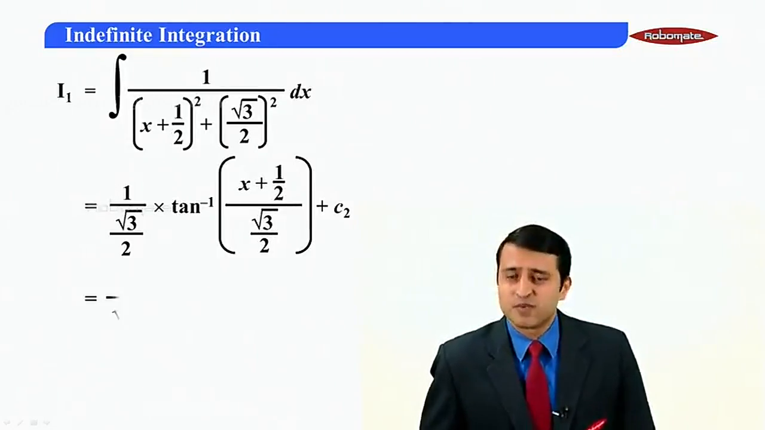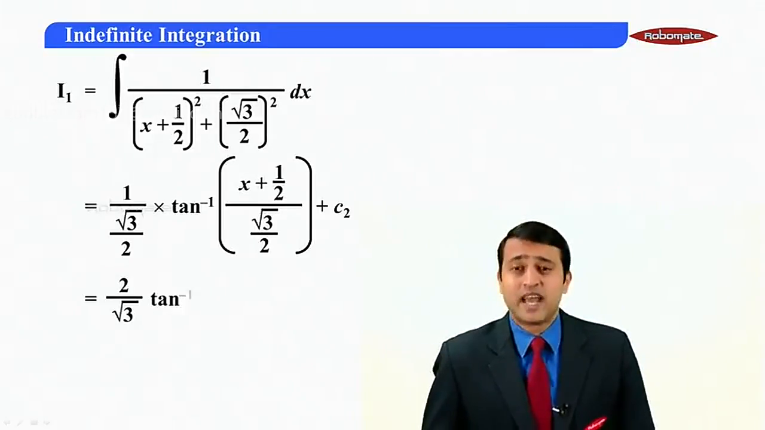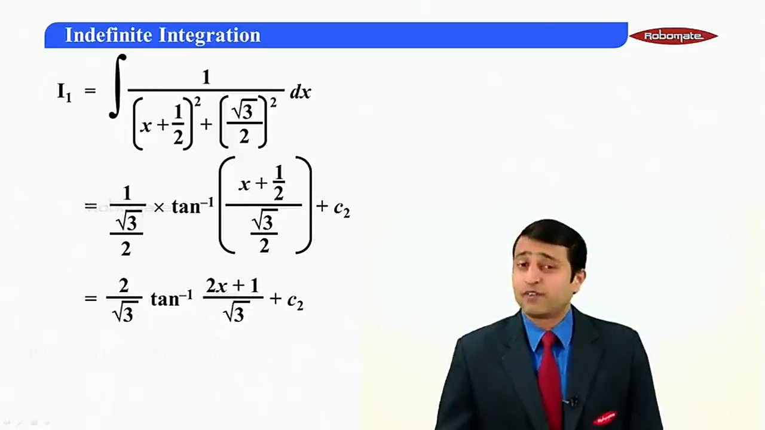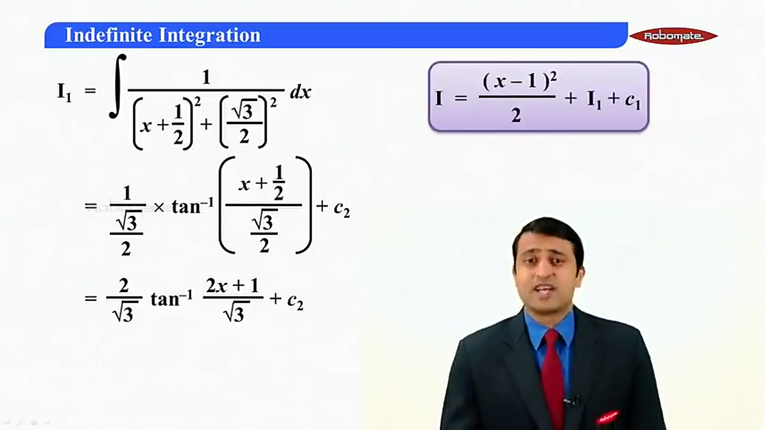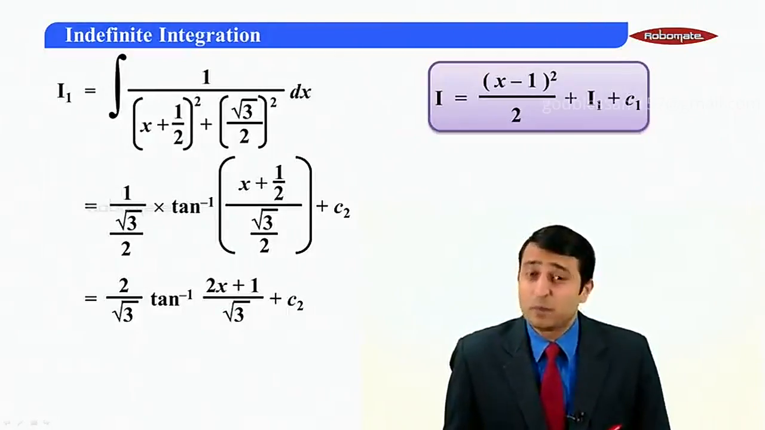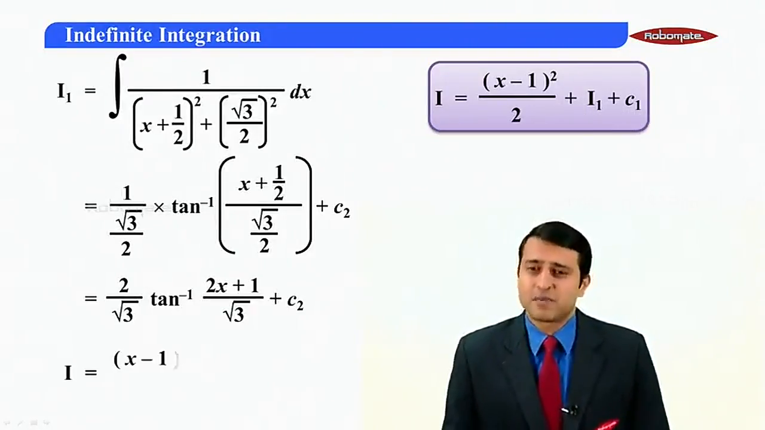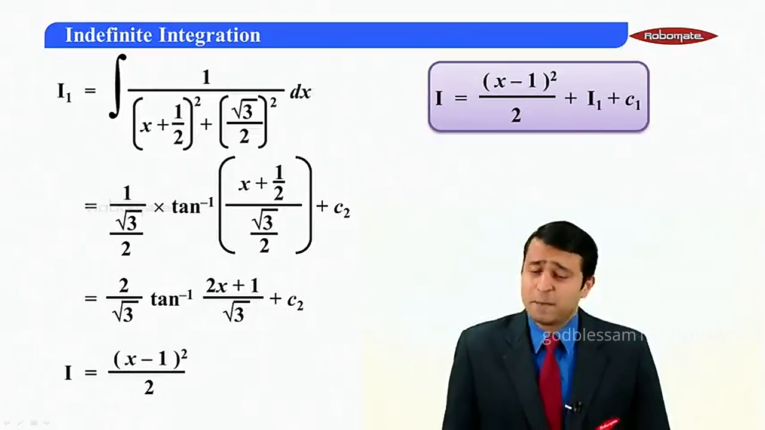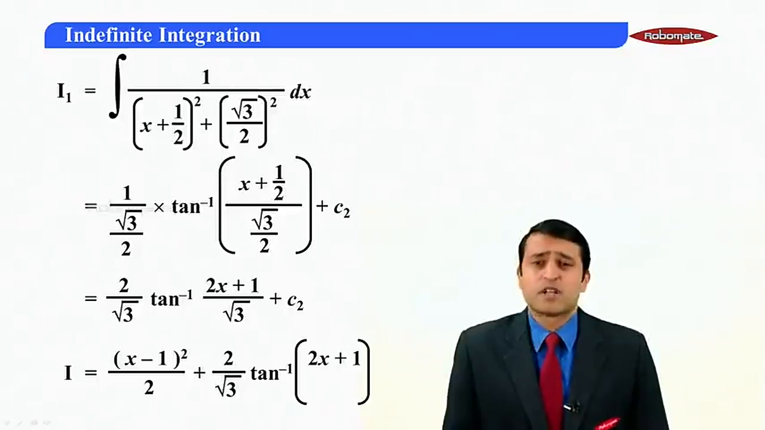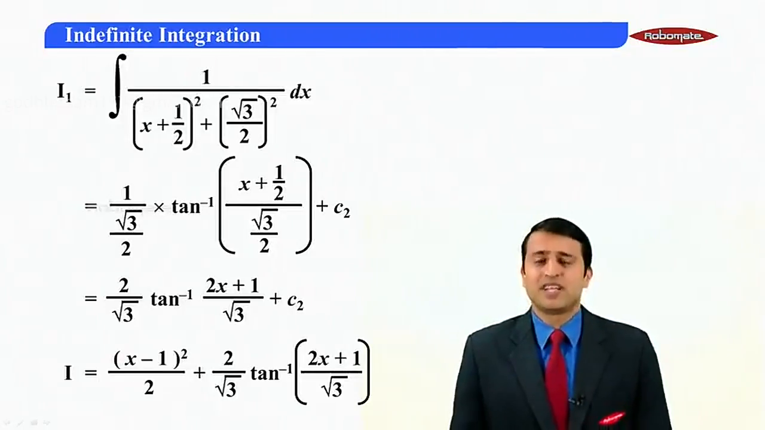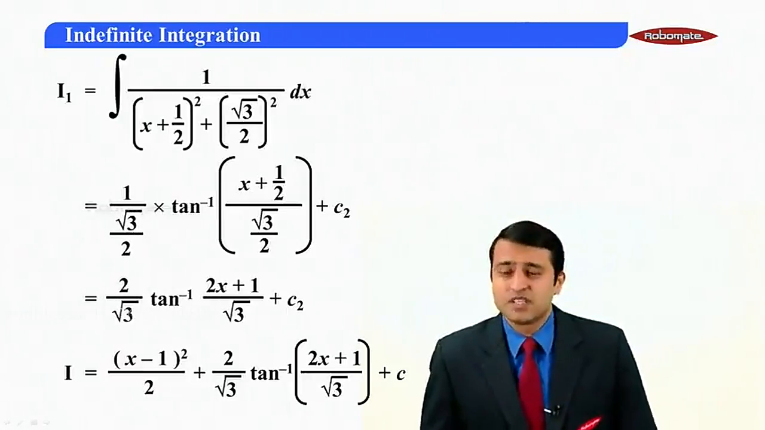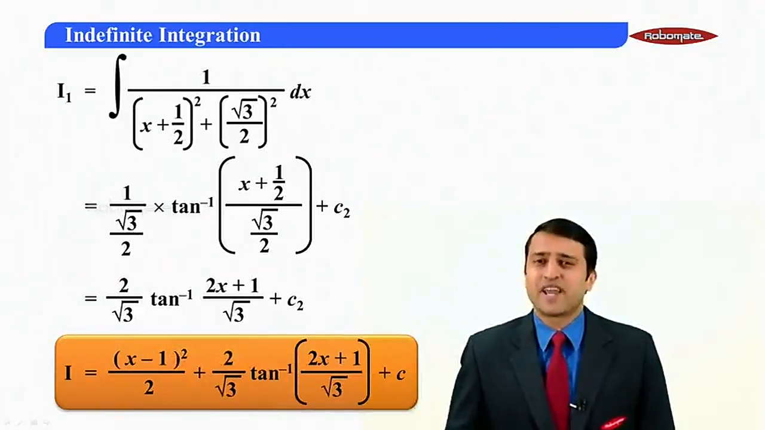Now my dear students, this will be rewritten as 2 by root 3 tan inverse of 2x plus 1 upon root 3 plus c2. Now we've got the value of I1 also. So let us find the value of I, which is x minus 1 the whole square upon 2 plus I1. So let us write here x minus 1 the whole square upon 2 plus of 2 by root 3 tan inverse of 2x plus 1 upon root 3 plus c2. Instead of that, I'll write it as plus c, where c is nothing but c1 plus c2. And that's your final answer.